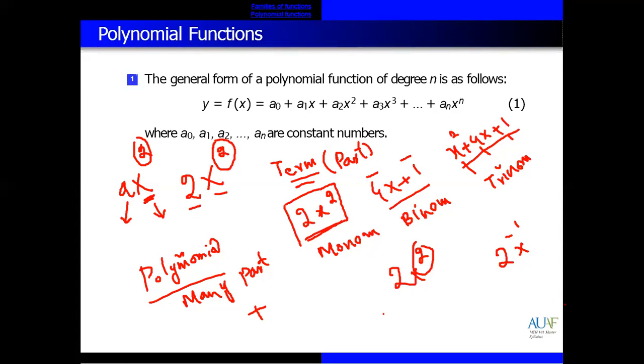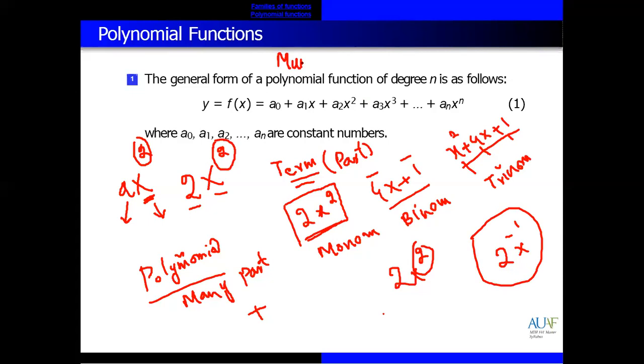Actually, there is another thing, Murtaza. Bi means two, mono means one, bi means two, and tri means three. So mono is one, binomial is two terms, trinomial is three. This one, 2x power minus one, is not a polynomial, but we use another term, multinomial.